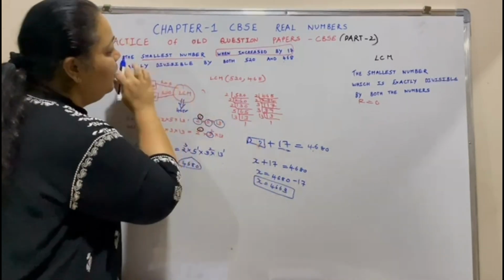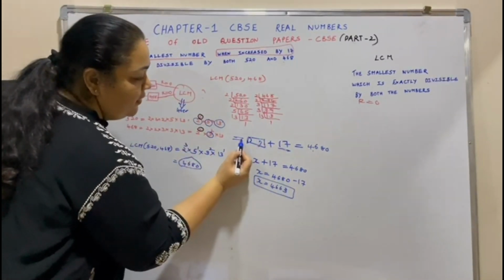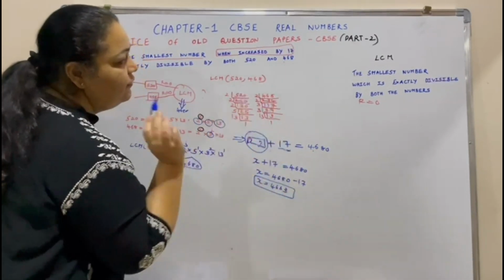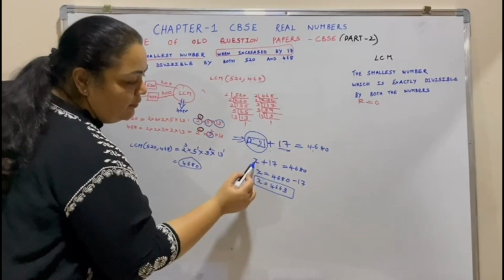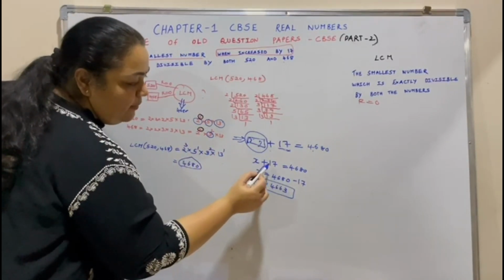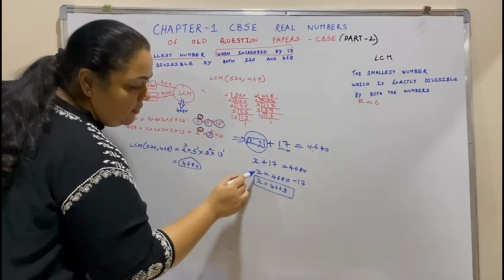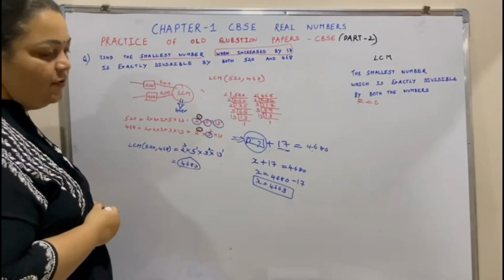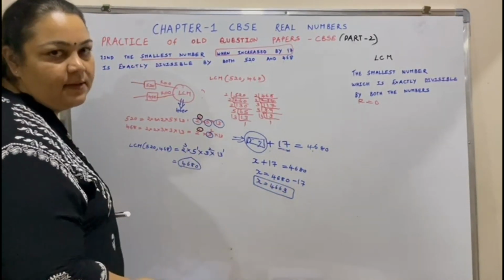So according to the question, we have written this equation. The smallest number which when increased by 17 is equal to 4680. So we take the smallest number as x. So x plus 17 is equal to 4680. So x is equal to 4680 minus 17. So x is equal to 4663. So this is the answer.